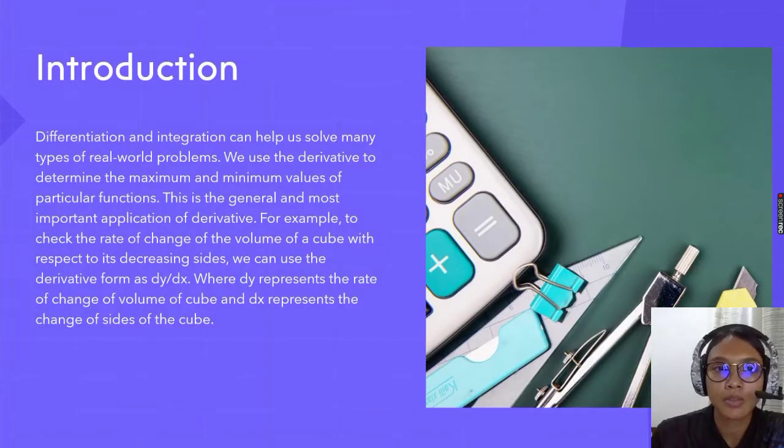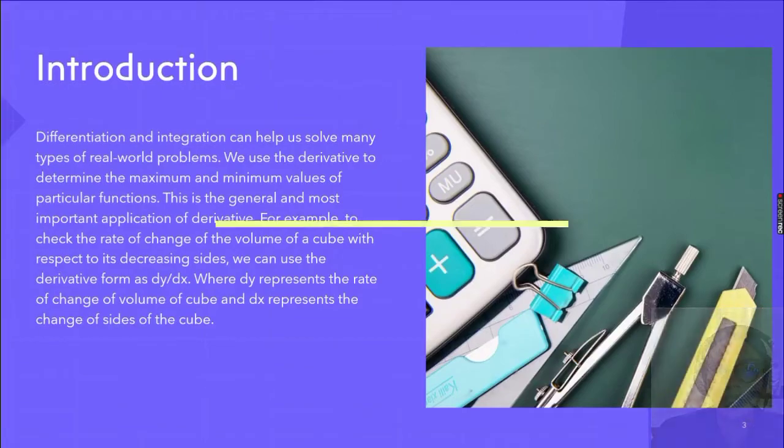For example, to check the rate of change of the volume of a cube with respect to its decreasing size, we can use the derivative dy over dx, where dy represents the rate of change of volume of the cube and dx represents the change of size of the cube.